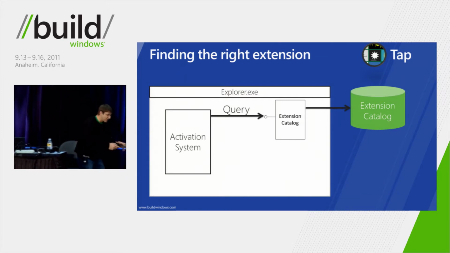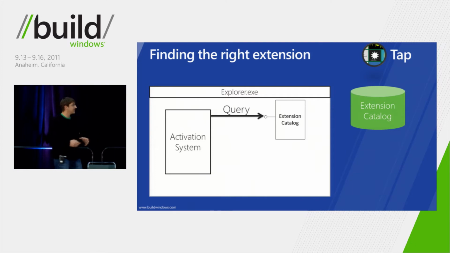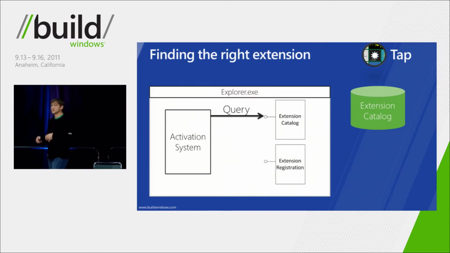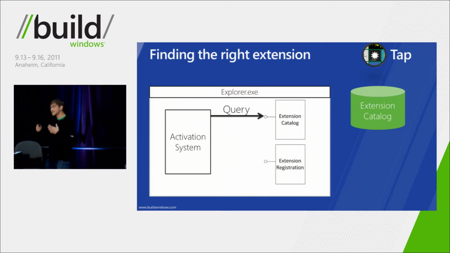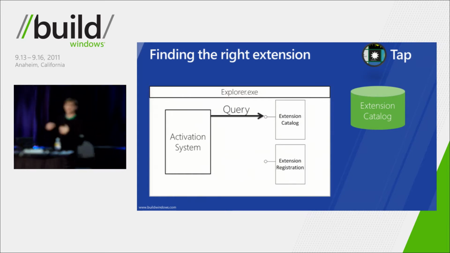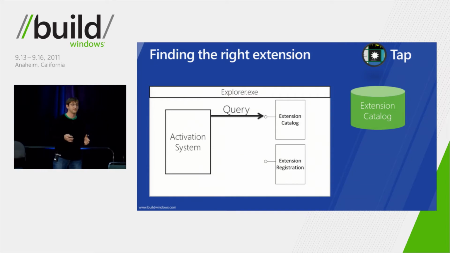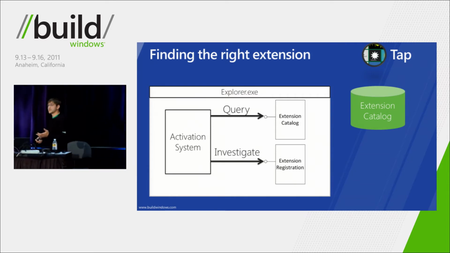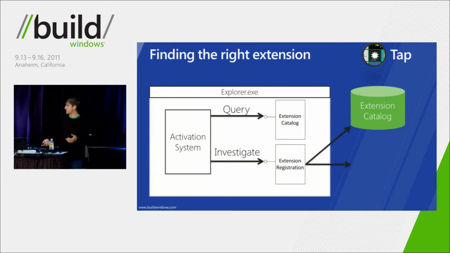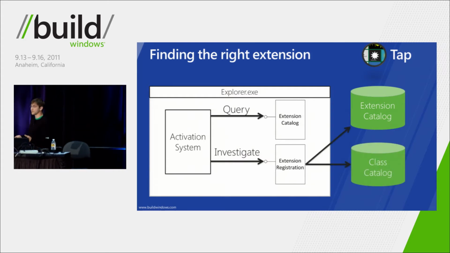Once that extension catalog object finds what it's looking for, it goes and creates an extension registration object. Again, this is just another Windows Runtime object. So the OS is using these things internally, just like your application uses them. All right? Now, the activation system is going to take a look at this extension registration object and make sure that it is the extension that it's looking for.